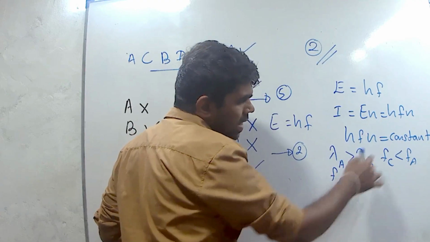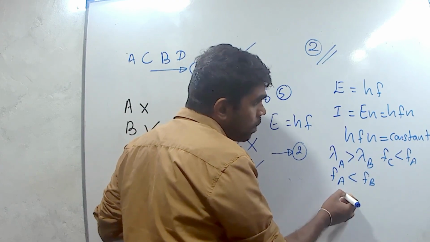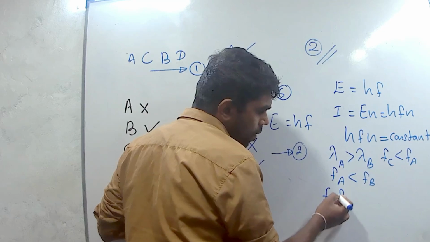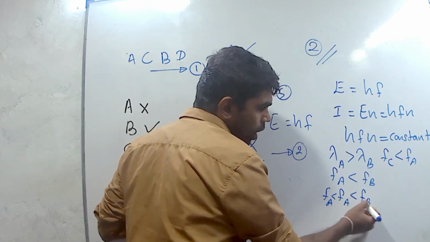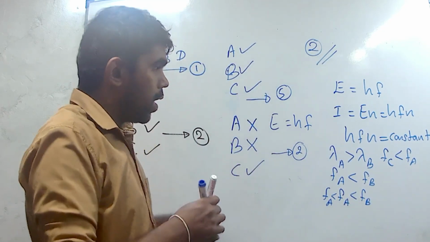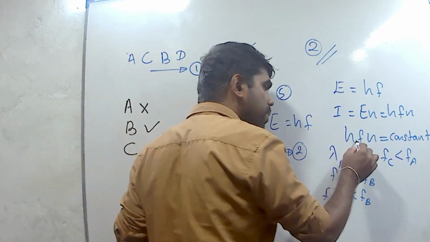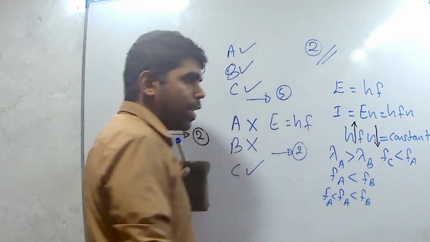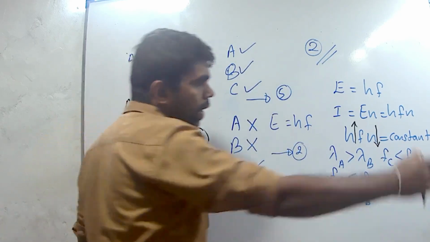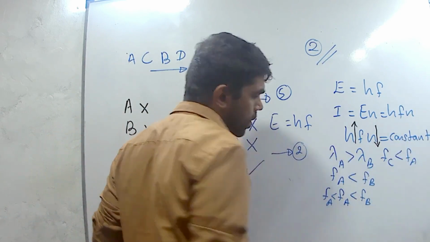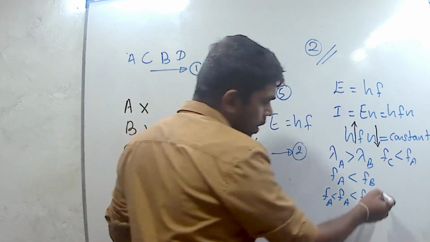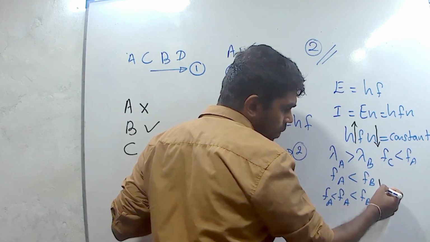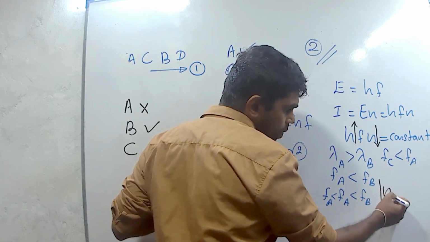Fc is less than Fa, therefore it should be Fc, Fa, Fb order. Then increasing F, N should be a small value because HFN is constant. Then the number of photons per second should be in this order.